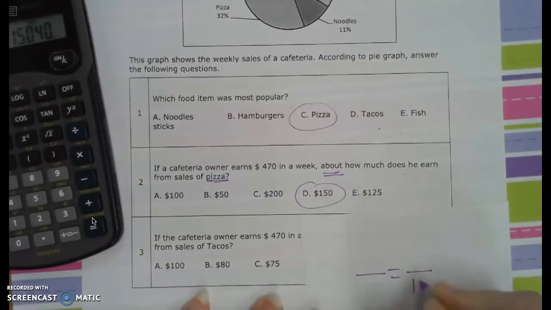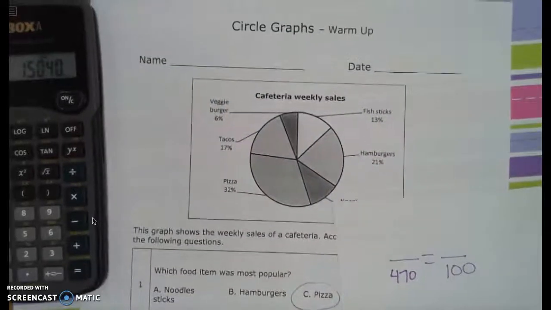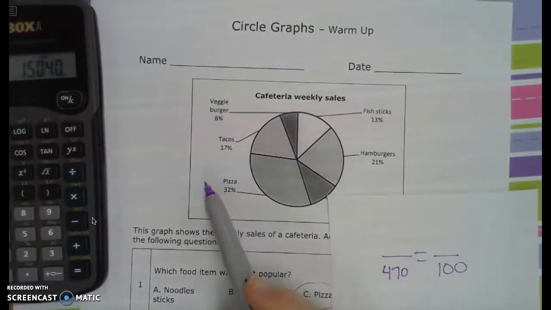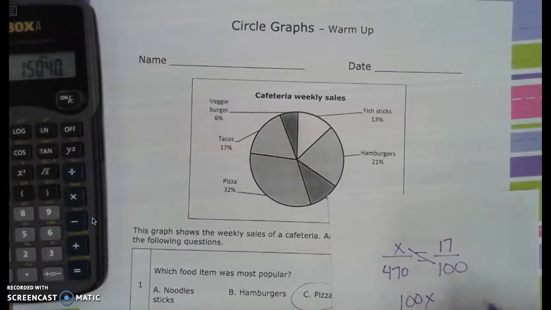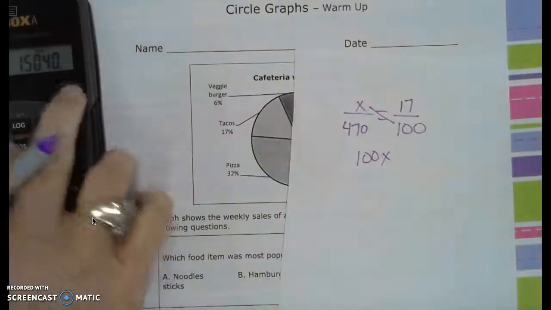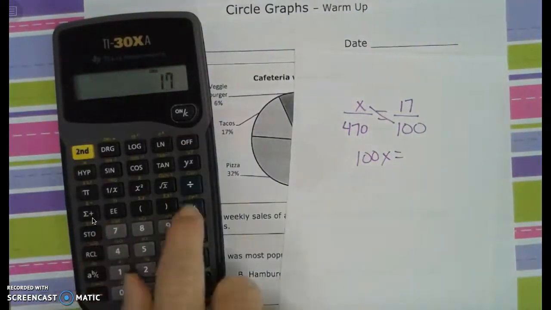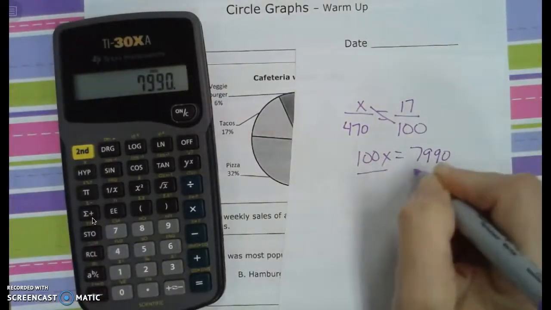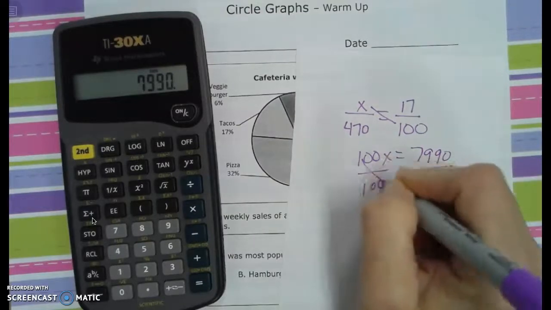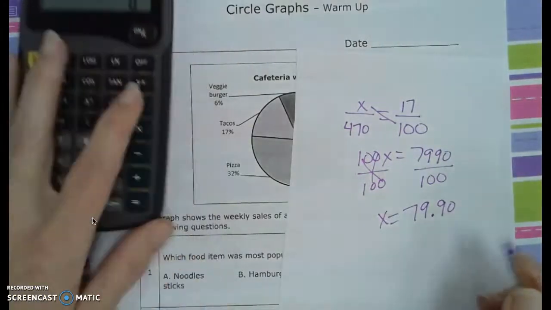So we know the percent is over 100, the $470 a week, and then we've got to pull this back down so you can see the tacos. If we look for tacos, we know that that is 17%. So I'm going to put 17 over my 100. I'm sorry this is so hard to see, maybe I should have shrunk the worksheet before we looked at it. So 17 times 470, we're going to divide by 100. That gives $79.90.